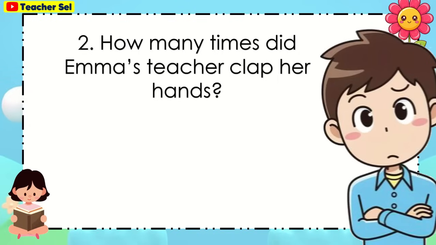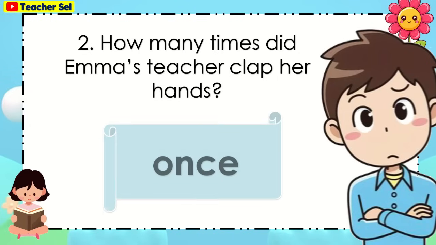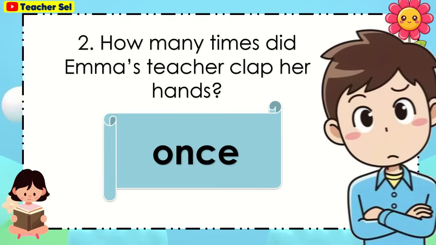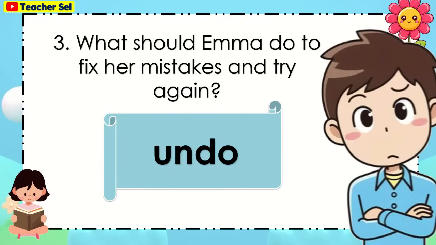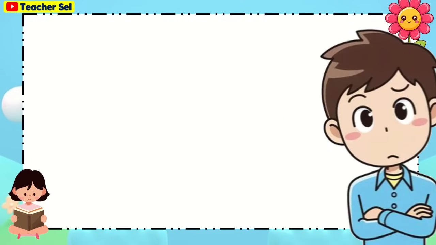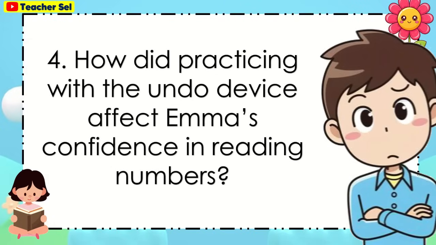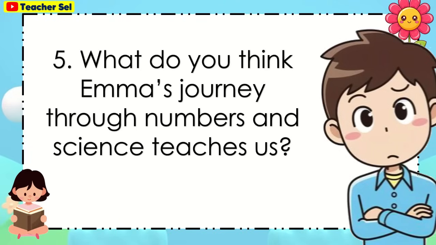How many times did Emma's teacher clap her hands? Once. What should Emma do to fix her mistakes and try again? Undo. How did practicing with the undo device affect Emma's confidence in reading numbers? What do you think Emma's journey through numbers and science teaches us?